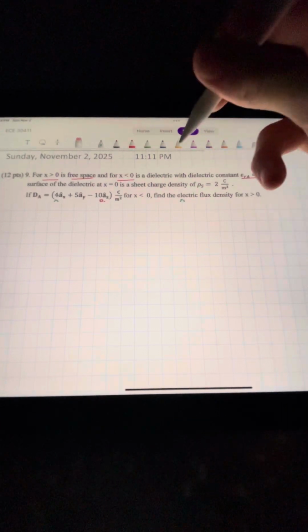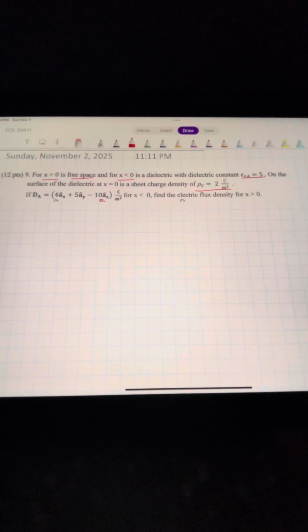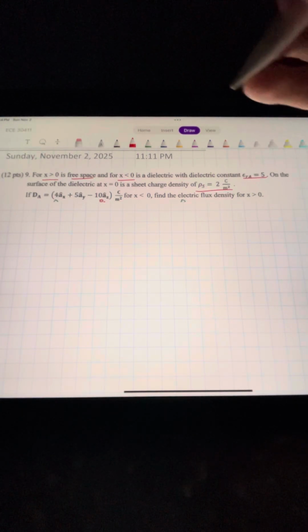Region A has a relative permittivity of 5, and region B, being free space, has a relative permittivity of 1. And at the boundary between them, located at x equals 0, there's a sheet of free charge with surface charge density rho sub s equals 2 coulombs per meter squared. And we're told that the total electric flux density in region A is D sub A equals 4 a sub x plus 5 a sub y minus 10 a sub z coulombs per meter squared. Our goal is to determine the electric flux density for the region x greater than 0, which we're going to call D sub B.